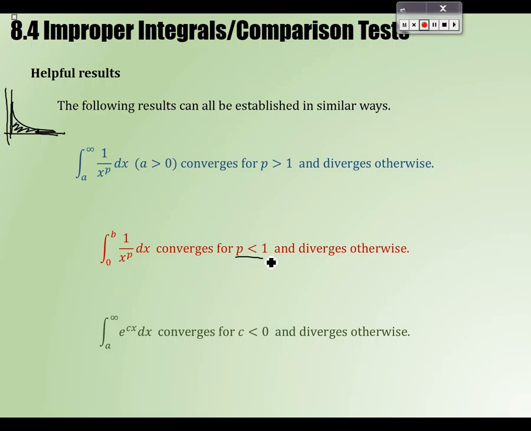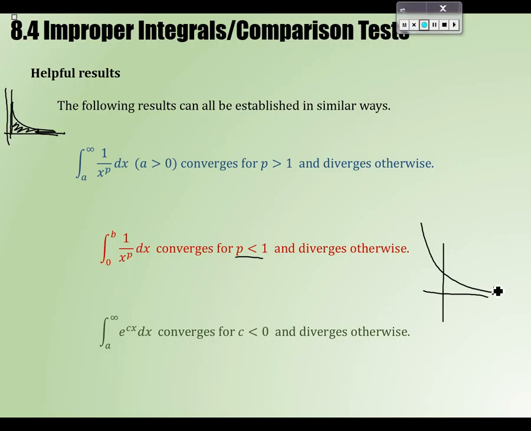All right, so those are helpful results, as the title says. If c is a number less than 0, then this is an exponential decay function. Is that clear? It looks something like this.